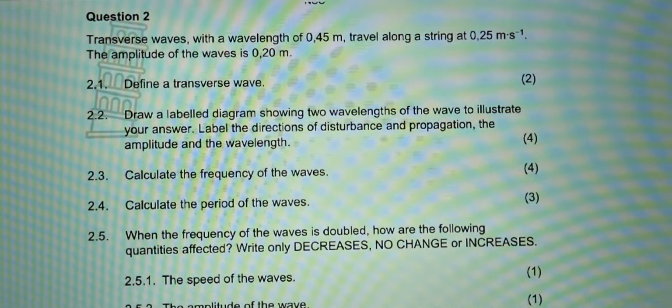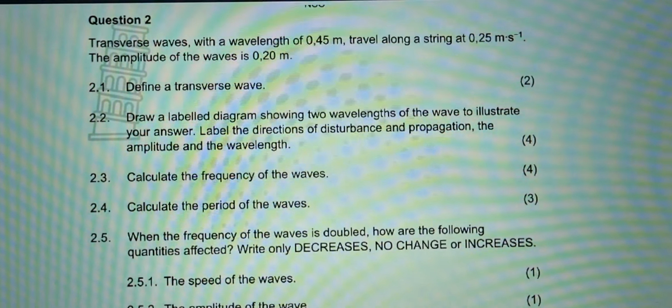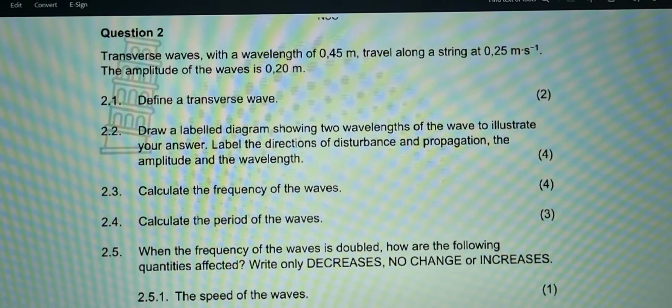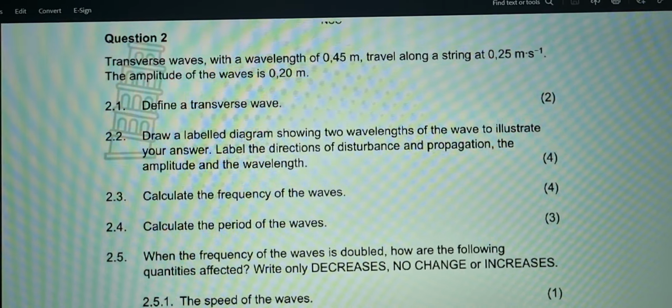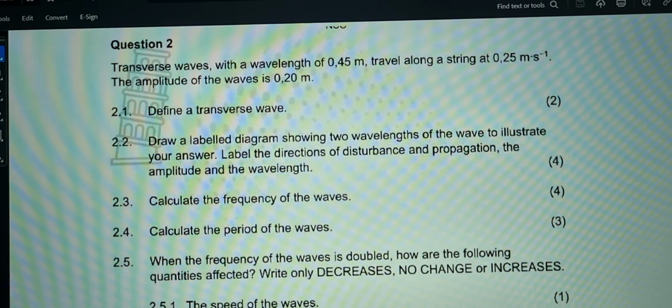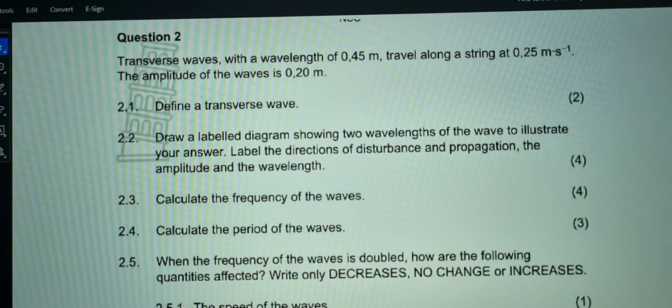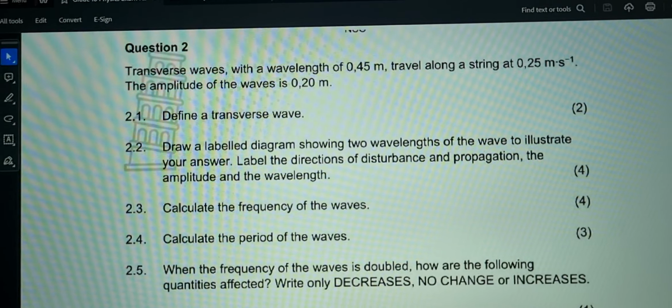The next question is question 2 on page 7 of the document. It says transverse waves with a wavelength of 0.45 meters travel along a string at 0.25 meters per second. The amplitude of the wave is 0.20 meters. Define a transverse wave. A transverse wave is a wave in which the particles of a medium vibrate perpendicular to the direction of the motion of a wave.